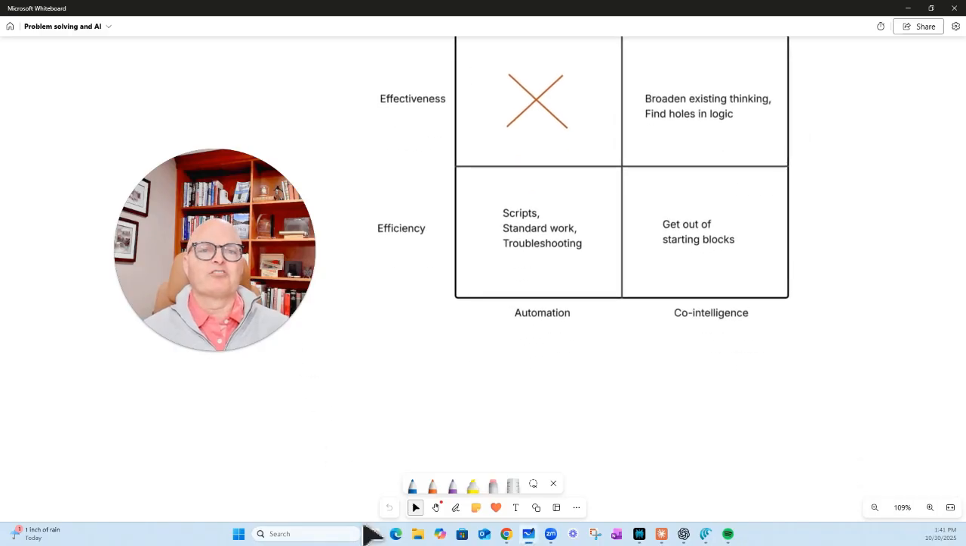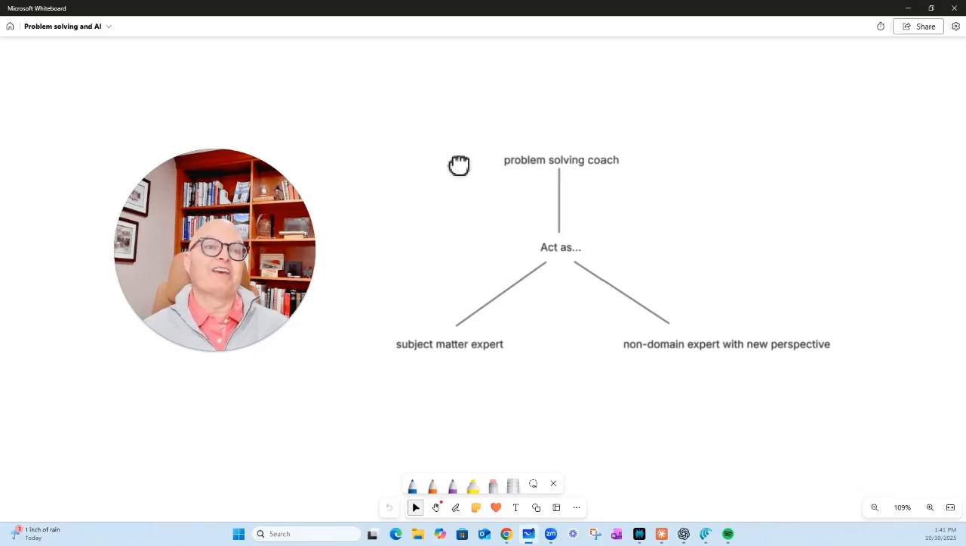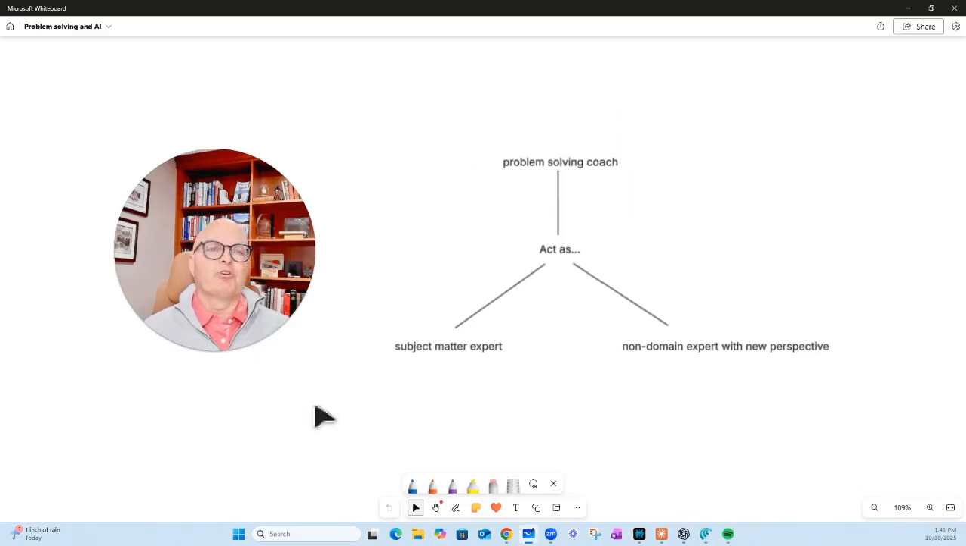Now, some of this depends on who AI is to you, if it's another team member, right? And we'll show this in the examples of AI acting as a role, right? We should almost always do this.